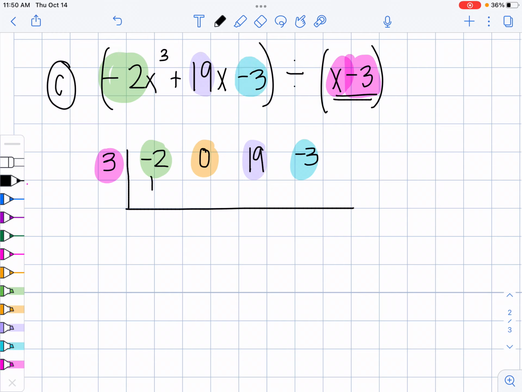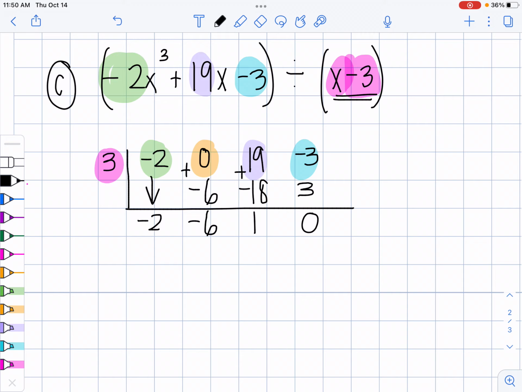Okay, bring down the first one. I multiply my numbers together. 3 times negative 2 is equal to negative 6. I add them together. 0 plus negative 6 is negative 6. I multiply. 3 times negative 6 is negative 18, and I add these together. 19 plus negative 18 is 1. And I multiply. 3 times 1 is 3. I add these together, and I get 0.